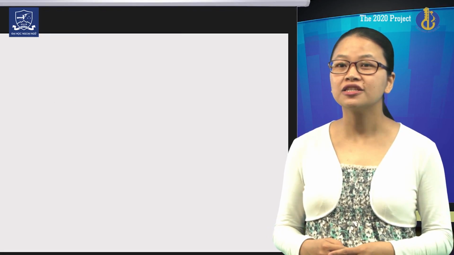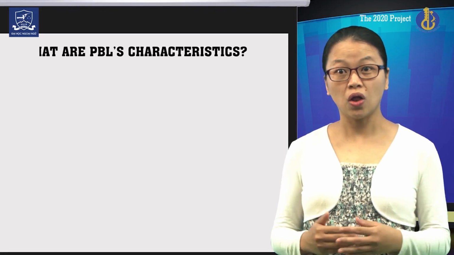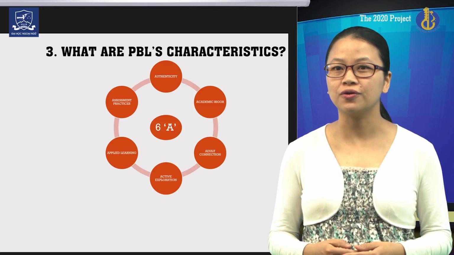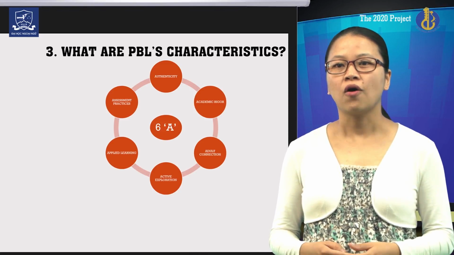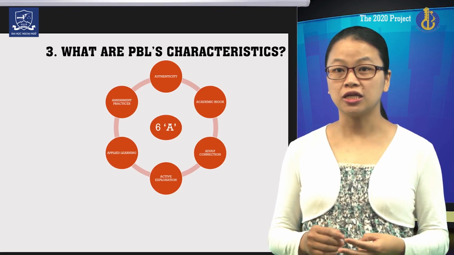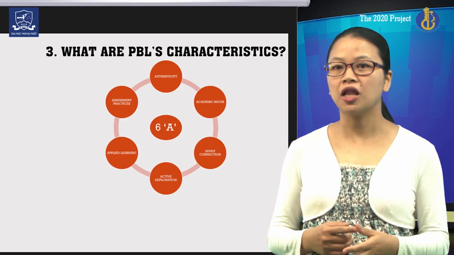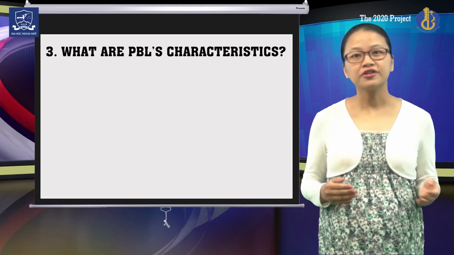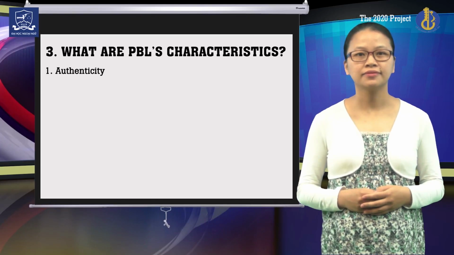Alright, now let's move on to the characteristics of project-based learning. Let's call them the 6A characteristics to make it easier for you to remember. The 6A here are authenticity, academic rigor, adult connection, active exploration, applied learning, and assessment practices. The first characteristic of project-based learning is authenticity.